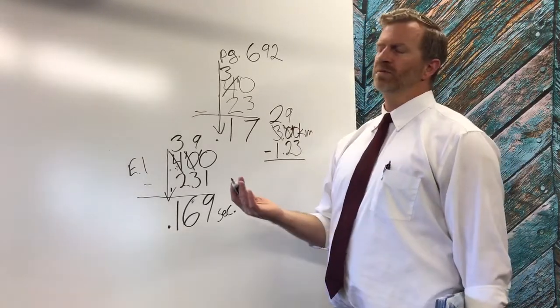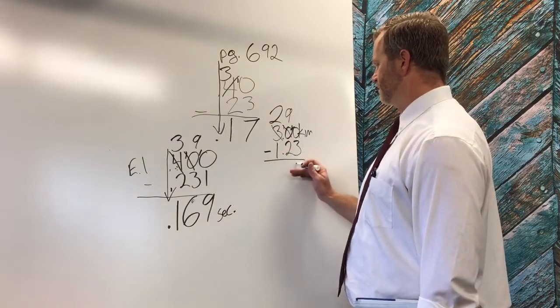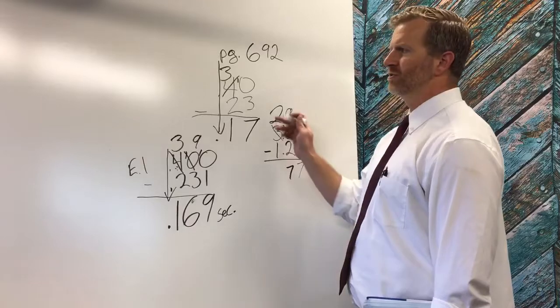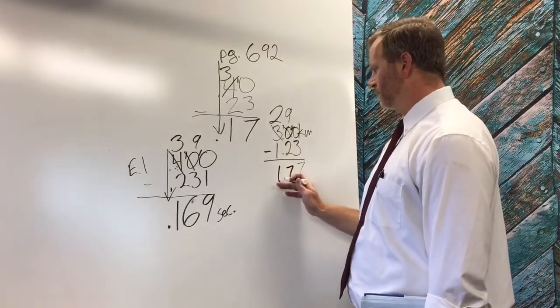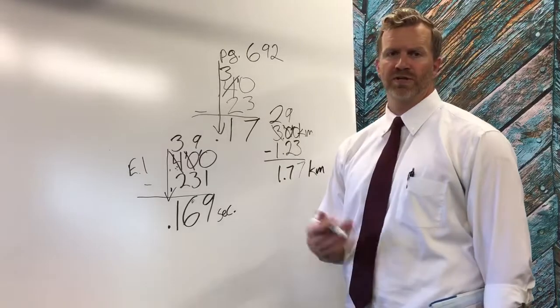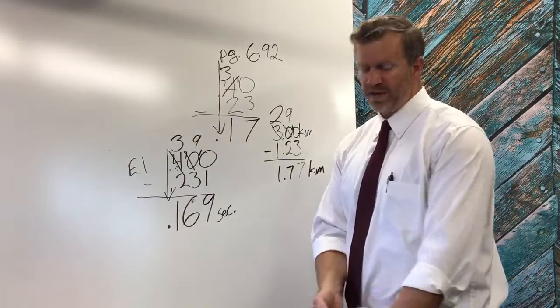Now, easy peasy stuff. This is just subtraction. 10 minus 3 is 7. 9 minus 2 is also 7. 2 minus 1 is 1. So she's got 1.77 kilometers to go till she gets to Rochelle's house. All right, pretty easy, right?